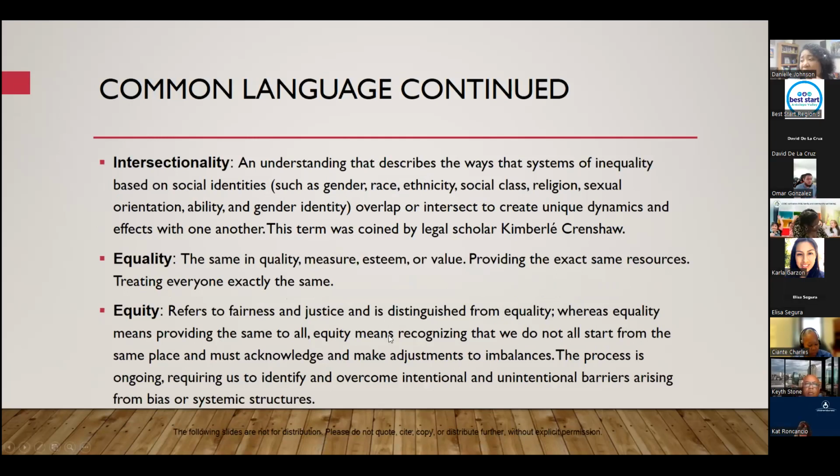Intersectionality, I said that earlier, that term was coined by the amazing scholar Kimberlé Crenshaw. If you are looking to learn more about that particular topic, please look up Miss Kimberlé. She is incredible in a number of ways, and has an amazing TED Talk that really showcases a great example of intersectionality. It's an understanding that describes the ways that systems of inequality based on social identities or facets, like I like to call them, gender, race, what have you, overlap or intersect to create unique dynamics that affect one another. So just thinking about the intersections of everyone, right?